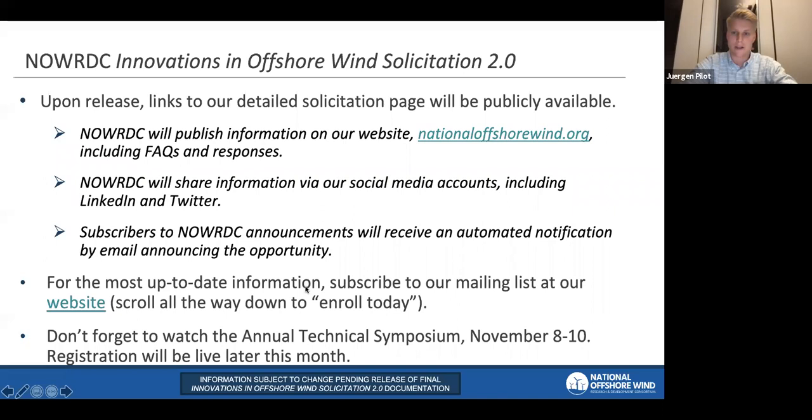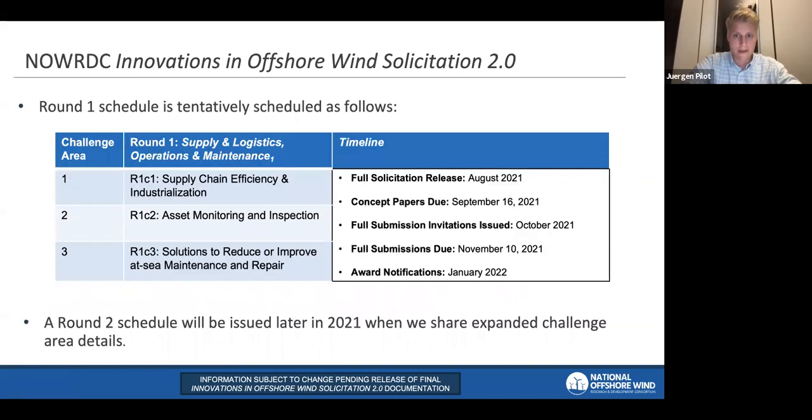Yeah, happy to revisit the dates for round one, Abby. So let me go back here. So the round one dates are a full solicitation release sometime in August of 2021. Concept papers will be due on September 16th, 2021. Full submission invitations will be issued in October of 2021. Full submissions will be due November 10th of 2021, and award notifications in January of 2022. And this is all for round one.